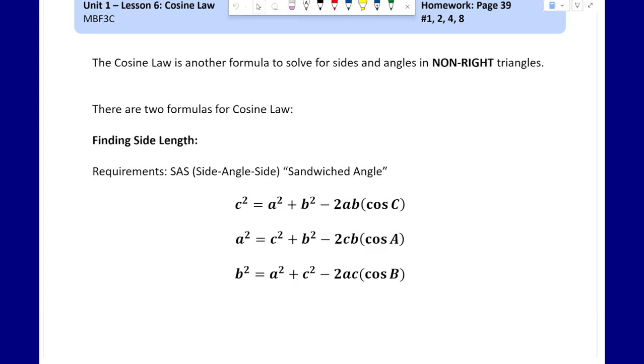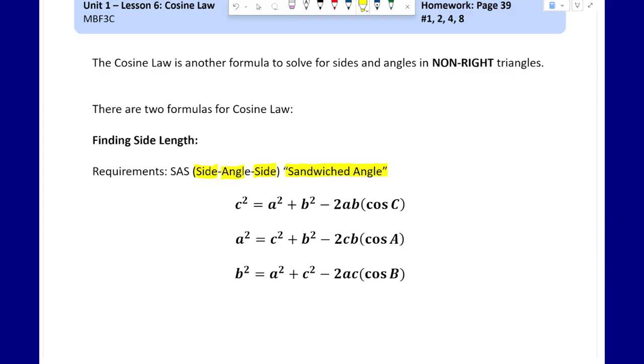Now, the formula is essentially the same formula, it's just rearranged differently, but I'm going to be giving you the rearranged version, so you don't have to worry about rearranging the formula on your own. When we're trying to find a side length, the information we should be given is what's referred to as a sandwiched angle. In our triangle, we are given a side, an angle, and then a side. So we're given two sides and an angle, and that angle is in between, or sandwiched between, the two sides that we're given.